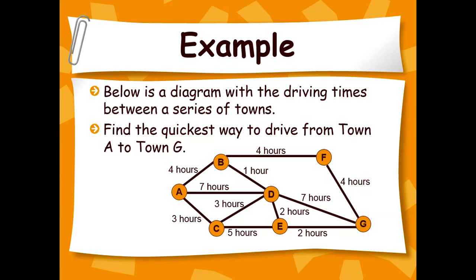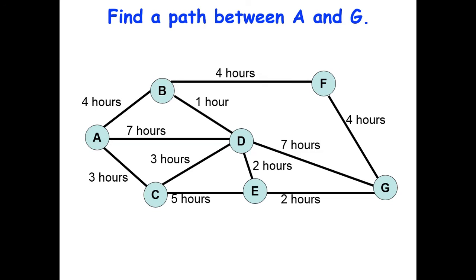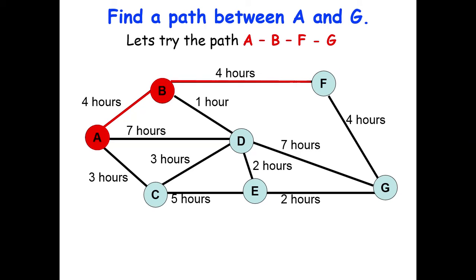I've got a diagram here and it's looking at the driving times between these different towns, and I want to find the quickest way to drive from town A to town G. So the first thing we're going to do is just find a pathway, any pathway between A and G. I'm going to start by trying the path A, B, F, G. So I'm going to go from node A to node B, from node B to node F, and then on to node G.